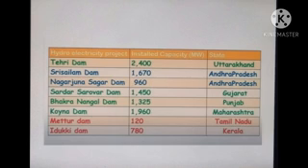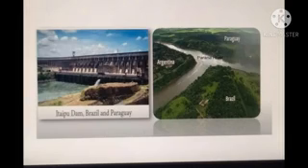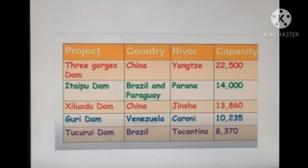The Itaipu Dam is located between Brazil and Paraguay. This dam connects Brazil and Paraguay. It is one of the largest hydroelectricity producing dams. And the Three Gorges Dam in China is the largest hydroelectricity project in the world. Its construction started in 1994 and ended in 2012. The installed capacity of the dam is 22,000 megawatts.